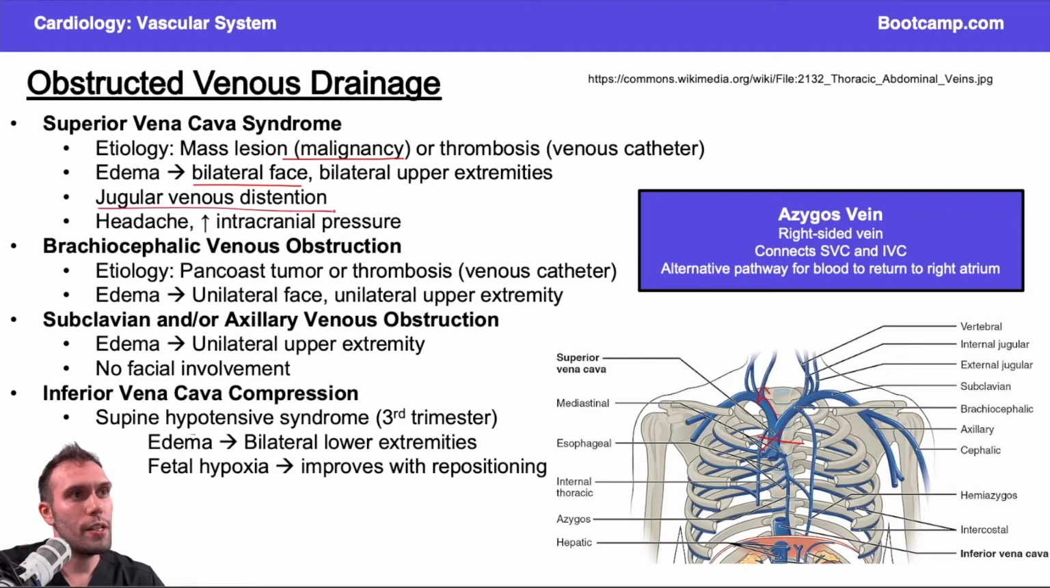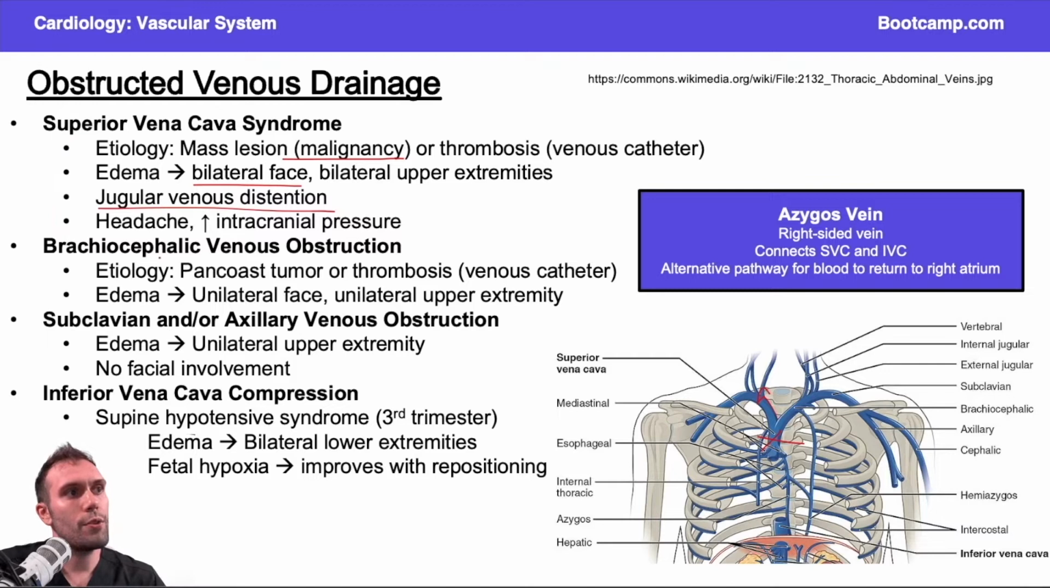Classically, jugular venous distension, and these patients can eventually develop increases in intracranial pressure. They can have papilledema, headache, plethora, and that's because you have your jugular veins here that are also draining into this venous system, and you're blocking everything so far upstream that you're affecting multiple areas.